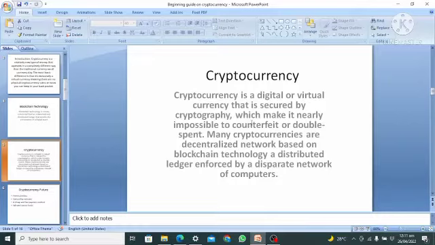They are a digital or virtual currency that is secured by cryptography, which makes it nearly impossible to counterfeit or double spend. Okay, you have this, but you want to double spend? No, it cannot be done in that manner. That's why I say many cryptocurrencies are decentralized networks based on blockchain, which you talk about.